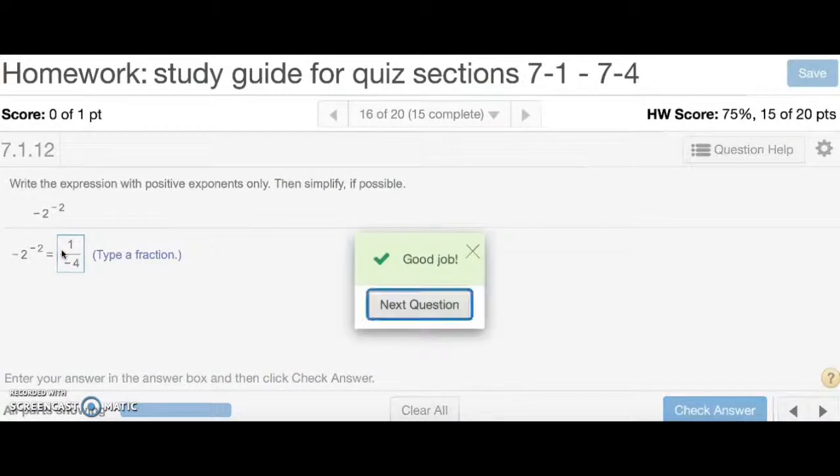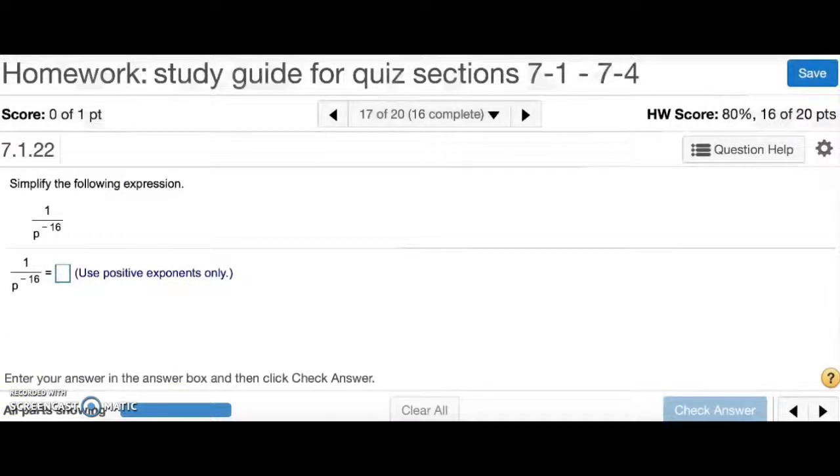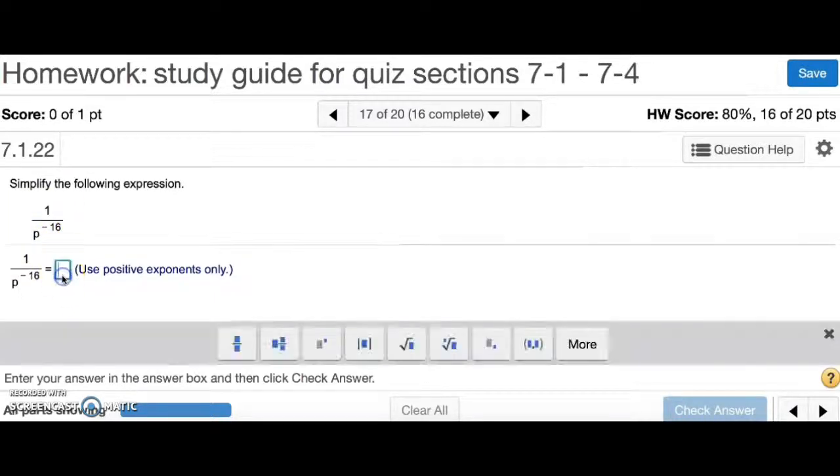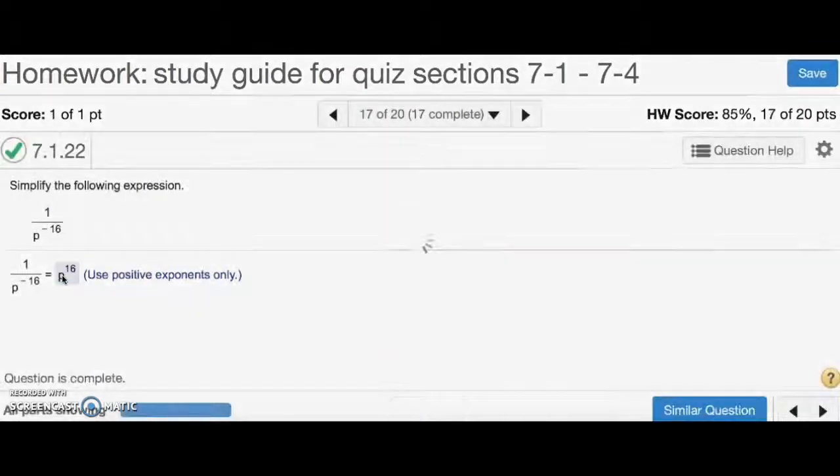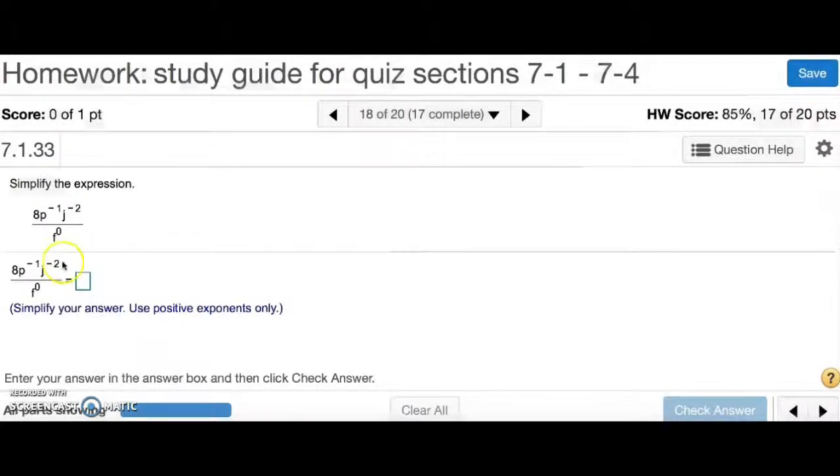And that's number 16. Number 17, notice I have a negative exponent at the bottom. Just move it up top and make it positive. I'll have p to the positive 16 power. And that's number 17. Number 18, there's a lot going on with it. We have 0 exponents and negative exponents. So let's take a closer look at that.